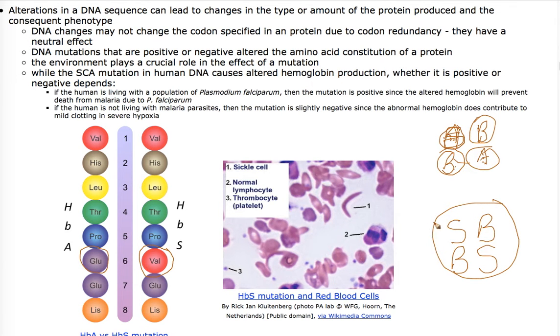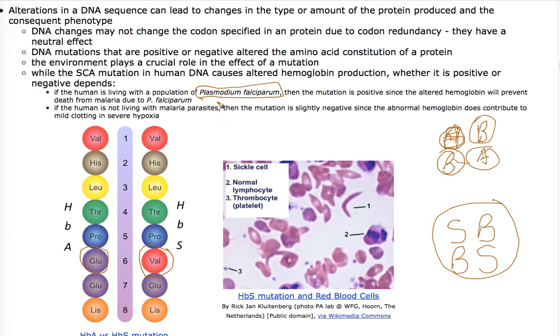So how do we determine the effect? Is it the positive or negative effect of a mutation like sickle cell anemia? Well, you have to consider the evolutionary history and the environmental effect of the mutation. Turns out that in parts of the world where this parasite lives inside of mosquitoes, Plasmodium falciparum is the scientific name of the most vicious form of malaria. It's the most aggressive, the most debilitating, and most fatal.